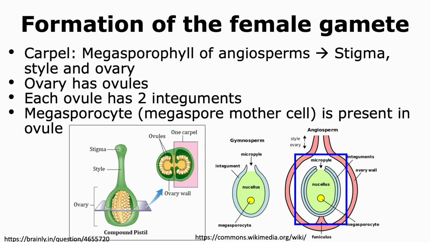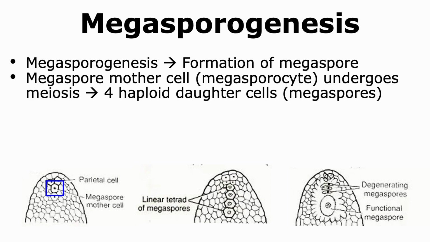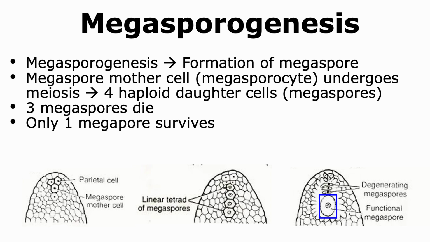In each ovule, there is the megasporocyte, or the megaspore mother cell. The megasporocyte is the one that will give rise to the megaspore. A megaspore is formed through the process of megasporogenesis. In this case, the megaspore mother cell, which is diploid, undergoes meiosis to give rise to 4 haploid daughter cells, which are the megaspores. Out of the 4 megaspores, 3 will die and only 1 megaspore survives.